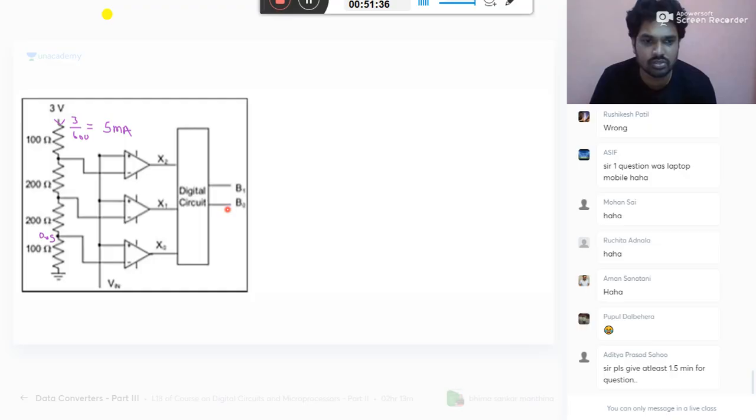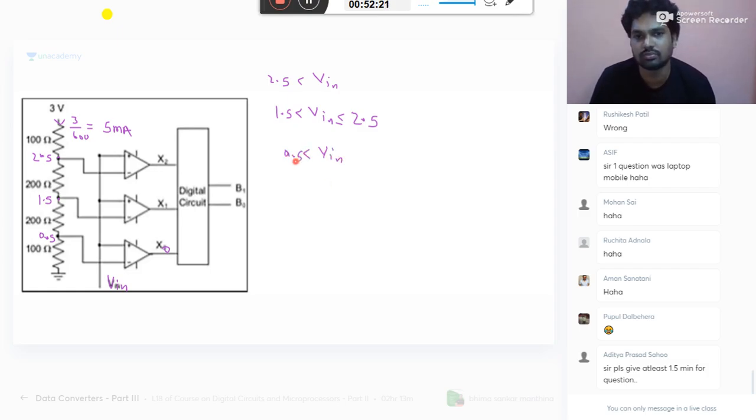Okay, come here. 5 milliamperes, so it will give you 5 into 100, 0.5, and here you get 1.5, and here you get 2.5. Now listen here. This is your Vn. Same story, but x3, x2, x1, x0. If your input is greater than 2.5, input greater than 1.5 and less than or equal to 2.5, input greater than 0.5 and less than or equal to 1.5, input less than or equal to 0.5.